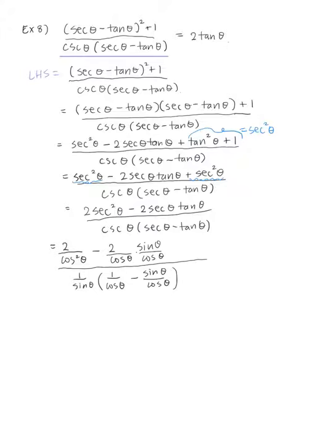Alrighty, so now what? Okay, let me combine the numerators and denominators as much as I can. So what the heck do we have? So we got 2 over cosine squared, and then minus 2 sine of theta over cosine squared, and whole thing over 1 over sine of theta, and then maybe I could do 1 minus sine of theta, and whole thing over cosine of theta.